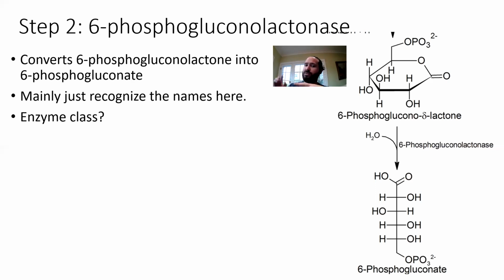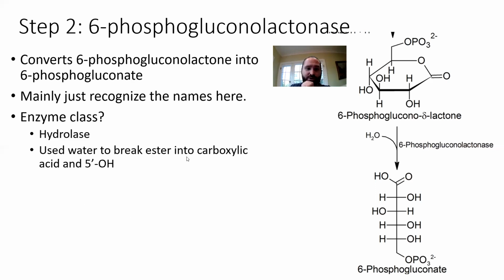What I like to say is if you ever see a weird sounding sugar that you don't remember from any other metabolic reaction or pathway, that's a pentose phosphate pathway intermediate. We said this was a hydrolase, used water to break the ester into a carboxylic acid and the 5' hydroxyl. That's all I have for that slide. Any questions?